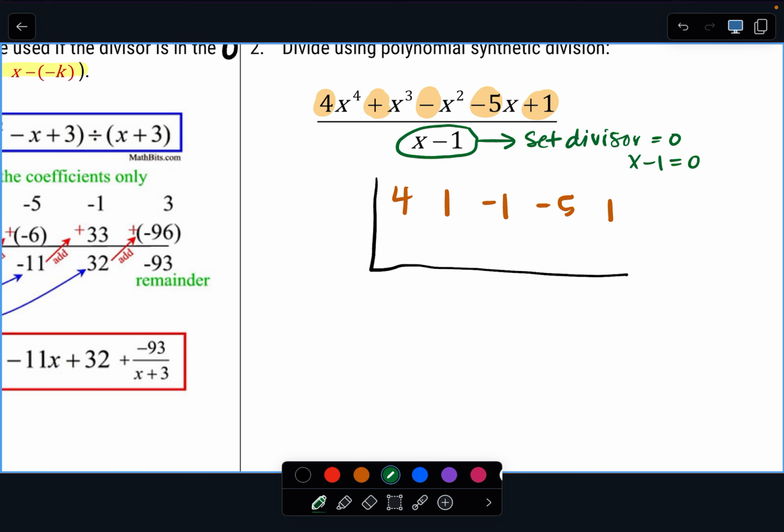Okay, so if I set x minus 1 equal to 0, what does x equal? 1. So this number is going to go outside.